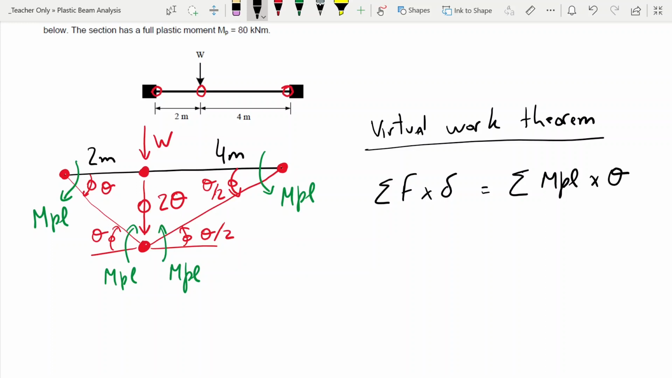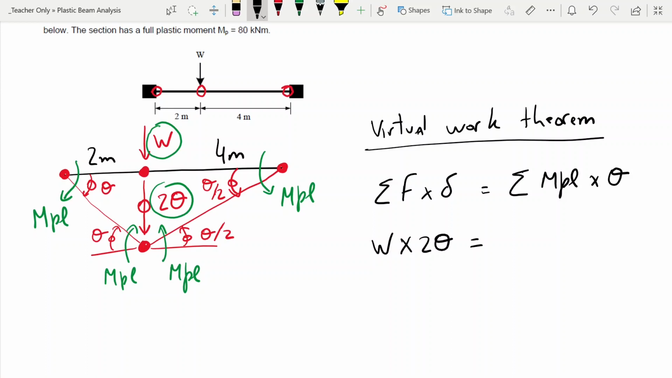So what we get in this particular case is the force times the displacement in this case is nothing more than W times 2 theta. So in this case, this is what we get, W times 2 theta. And this has to be equal to all the plastic moments times the rotation at that particular point.